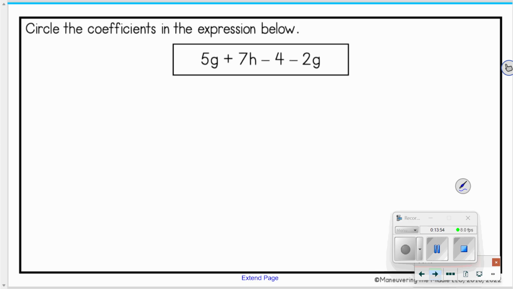What about for this one? What did you guys get? 5, 7. Okay, this one, our directions were different, right? Now we're just circling the coefficients. We should have circled the 5, 7, and negative 2. Why does it have to be the negative? Because of the sign, because minus. Again, I want you to start thinking of these plus and minus signs, instead of addition and subtraction, as positive or negative integers.